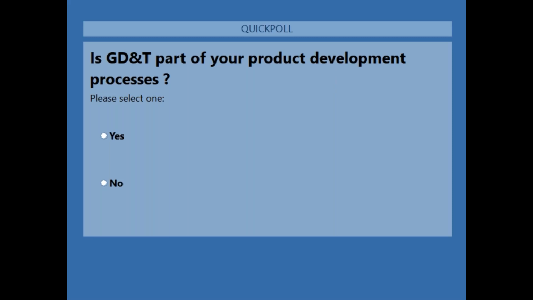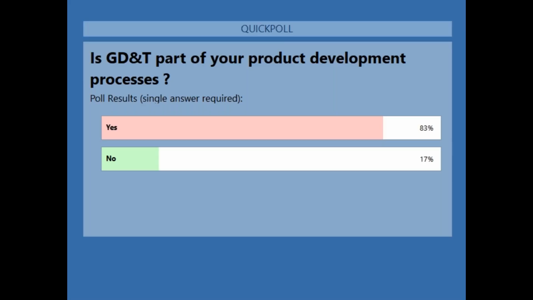There you go, I see people voting. I'll give you a little 20 seconds more. Okay, I think we have a trend, definitely. So the question is: is GD&T part of your product development processes? I can close the poll. I see votes still coming in, but it's pretty much the same trend. So I'm going to close that and share with you.